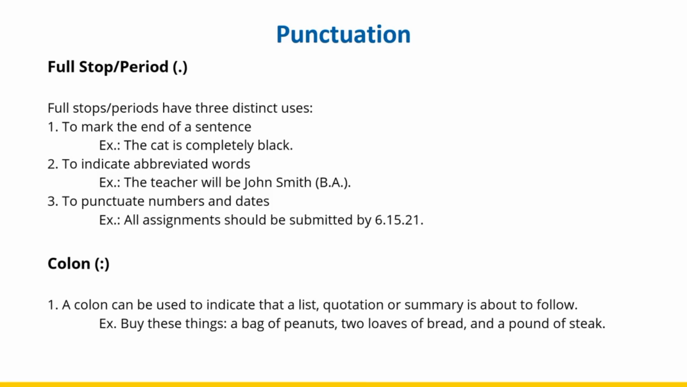And then the second use is to indicate abbreviated words. So abbreviated words, it's something like, the teacher will be John Smith, and then you see how we have B.A. B is bachelor's, and then a period. A is arts, bachelor of arts. So it's a teacher's degree, and we abbreviate it as a BA in this case, and we put a period after that.